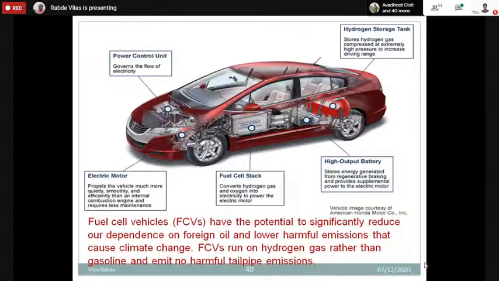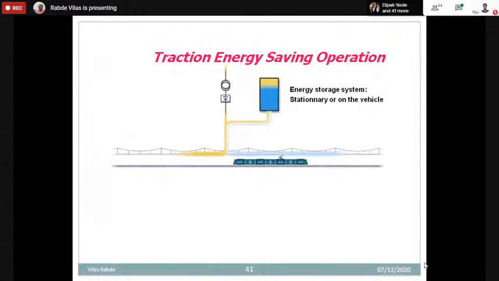Emissions are of course very low, and it is an environment friendly car. Now we will learn about the traction energy. We were discussing the local suburban trains in Mumbai.